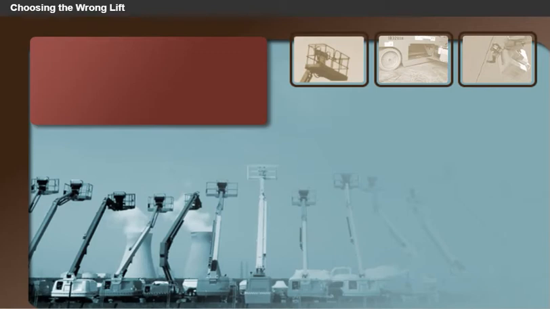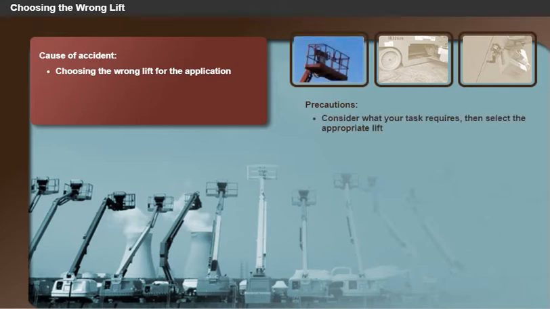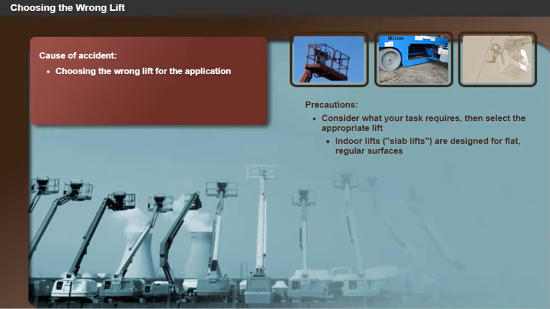Falls and tip-overs can result from your actions or inaction before you even get in the equipment. One potential cause is choosing the wrong lift for the application. Consider what your task requires and then select the appropriate lift. For example, indoor lifts, or slab lifts as they're sometimes called, are meant to be operated on flat, regular surfaces. These lifts are not designed to be used on rough, outdoor terrain. They can easily tip if misused in this manner.